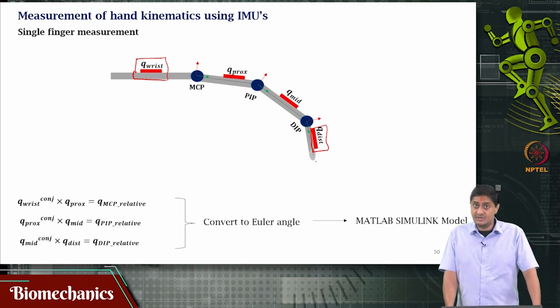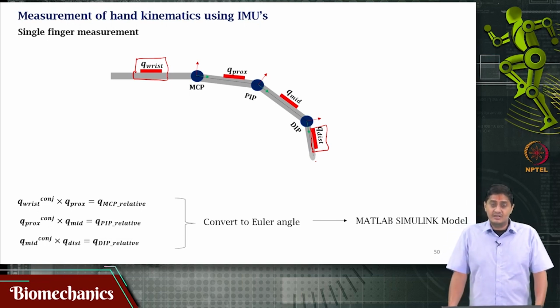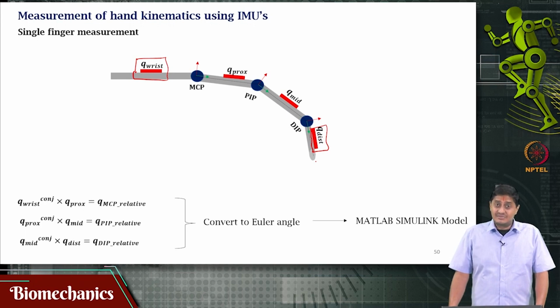So, if you are using Euler angles and if you are measuring only the distal segment kinematics, you may get into these singularity issues, gimbal lock issues and all these. It is better to avoid Euler angles as a method of choice in this. It is best to use quaternions.